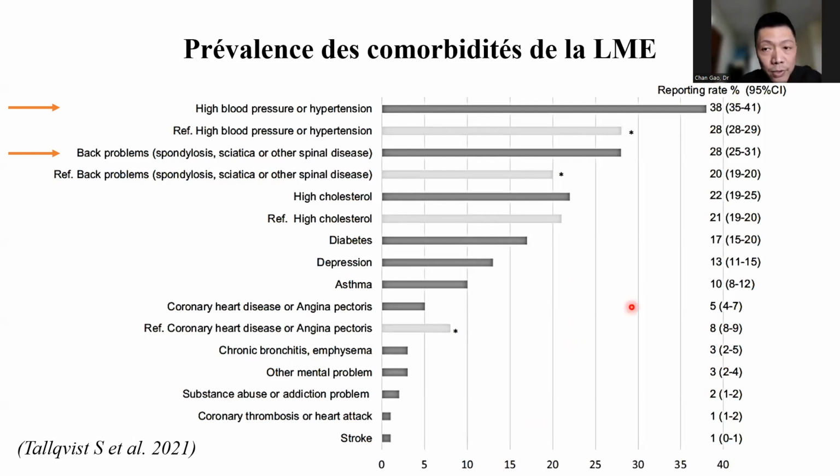The two most common comorbidities diagnosed in the year before were hypertension and back problems. The so-called back problem consists of degenerative spondylosis, sciatica, and other spinal disease. The prevalence of these two conditions in spinal cord injury was actually significantly higher than that of the general population.